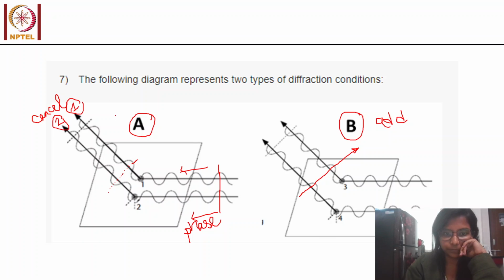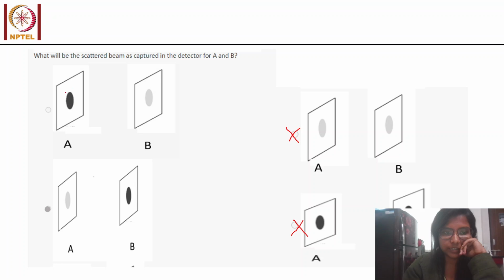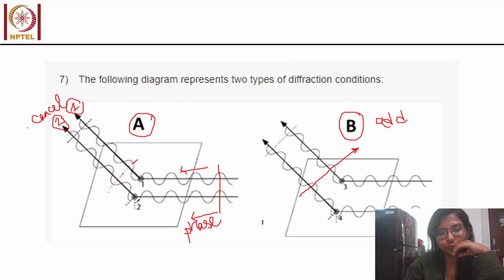in case of A. So here it is adding up in case of A, so this is also not the right option. Here what we see, it is adding up in case of B and it is very light or almost cancelling in case of A. Hence this option, which was your option B, I think, will be your correct option.